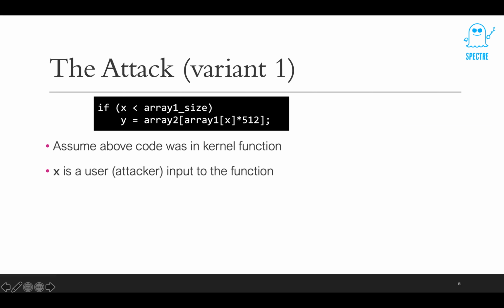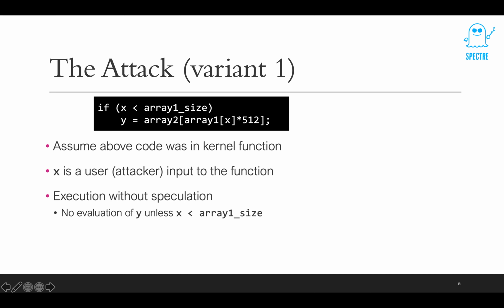Consider this code to be in the kernel within some function, and x came from the user, who is an attacker. It compares x against the size of array1 and does a lookup to get some byte and multiplies it with 512. Assume array2 won't overflow, but array1 has a fixed size. Execution of this code without speculation is safe. The second statement will not get evaluated unless x is less than array1 size.